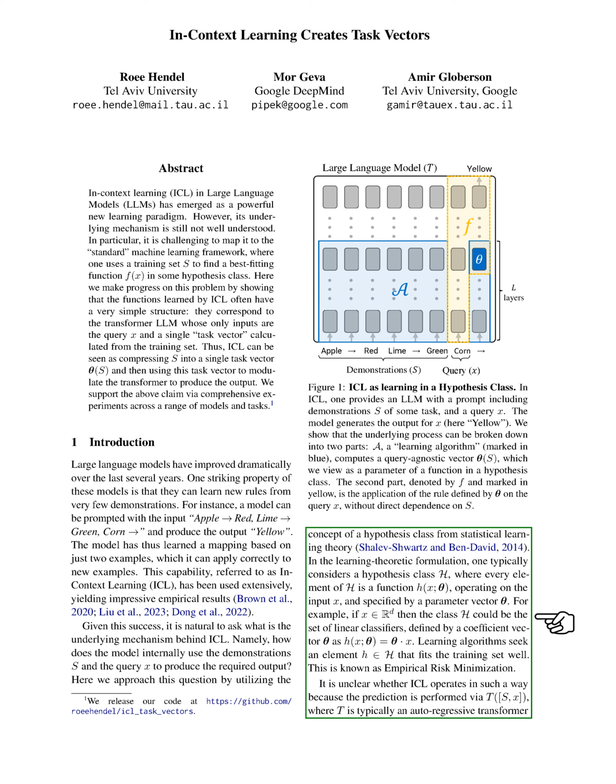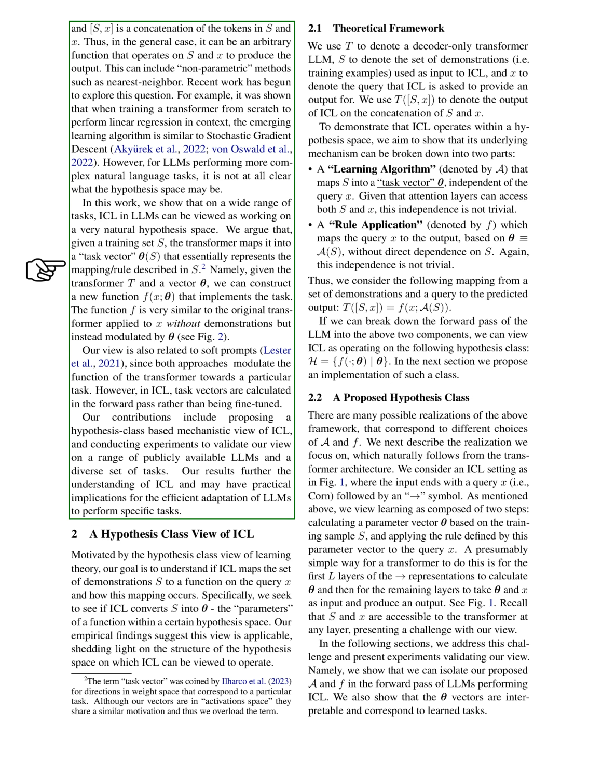However, it's not clear if ICL works in the same way. This is because the prediction is made using a combination of the examples and the question, which is typically processed by an autoregressive transformer. This could be any function that uses the examples and the question to produce the output, including non-parametric methods like nearest neighbor. Recent studies have started to explore this question. For instance, one study showed that when training a transformer from scratch to perform linear regression in context, the emerging learning algorithm is similar to stochastic gradient descent.